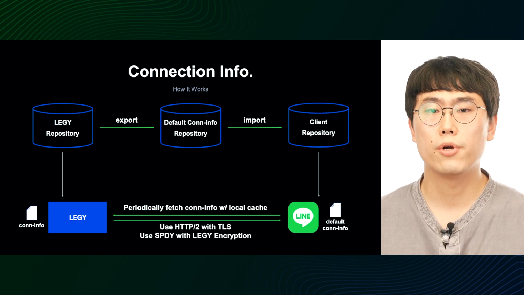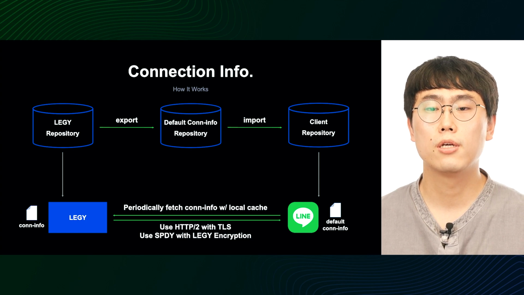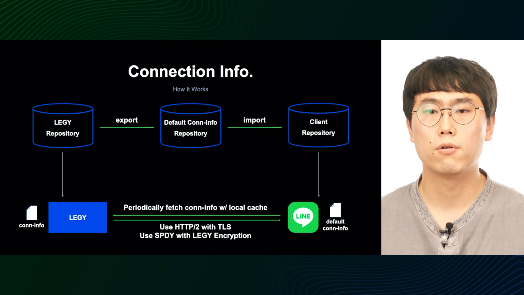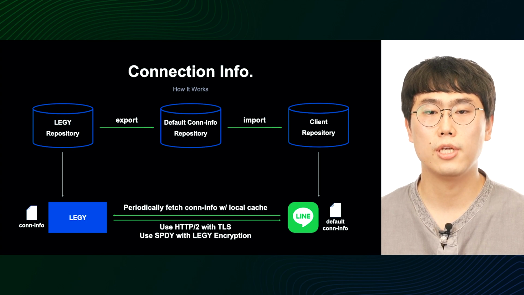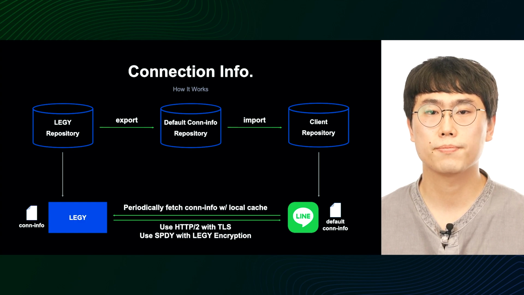There are some cases where clients cannot use LEGY's CONINFO. One example is when the client application is newly installed on a user's device. For such cases, LEGY must share default CONINFO with clients so that clients can work even when they have no CONINFO data retrieved from LEGY. Default CONINFO is extracted from LEGY's configuration to a separate repository. Clients import this repository into their source code, and the configuration is shipped within an application binary.